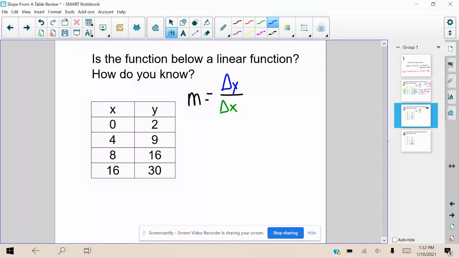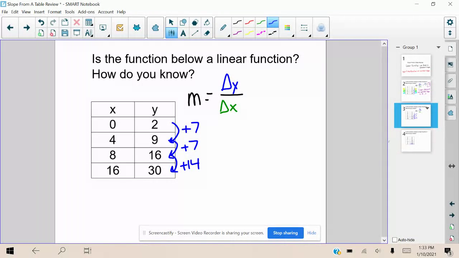So we look at our first y value, which is 2. Go from 2 to 9, which means we added 7. Now we go from our second value to our third, so 9 to 16. Well, we added 7. Now we go from our third to our fourth value, 16 to 30, and we added 14. Now I notice that we increased by 7, and then by 14, which is weird because we're not increasing by the same value, but that's okay.